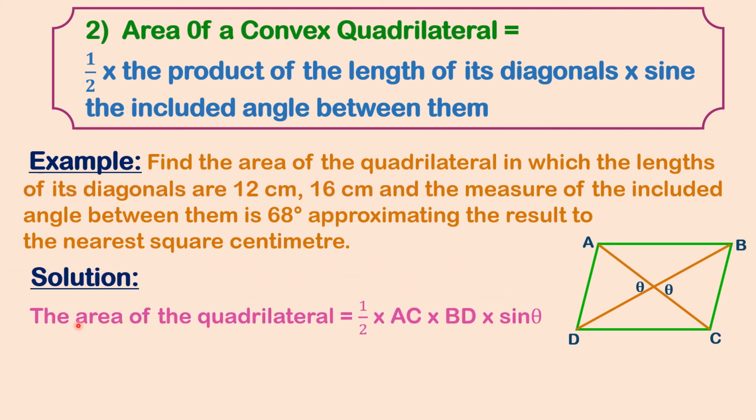The rule is that the area of the quadrilateral equals 1/2 times AC times BD, the first diagonal and the second diagonal, times sine theta, which is the angle included between them. By substituting, equals 1/2 times 12 times 16 times sine 68. So the area is approximately 89 centimeters square.